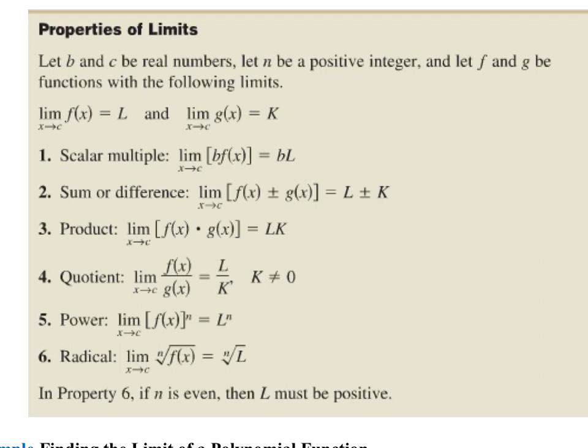So this is the limit of the quotient, quotient being division here. The limit of the quotient is the quotient of the limits. Let me say that again. The limit of the quotient is the quotient of the limits. So what does that mean? That means find the limit of the top, find the limit of the bottom, and divide them.